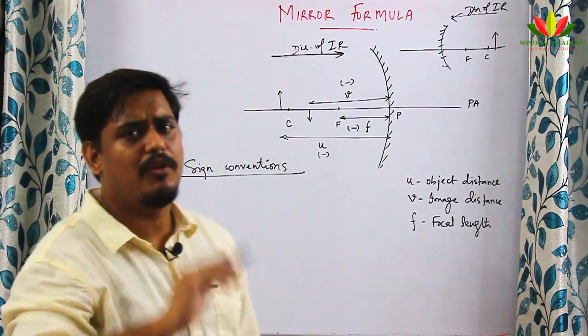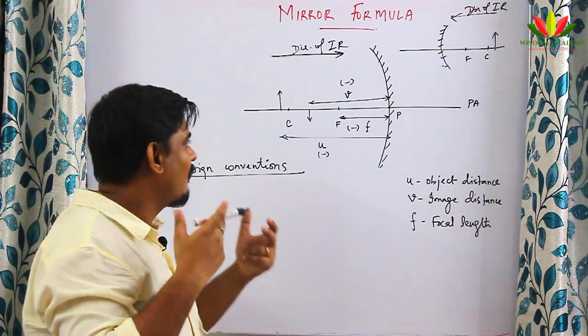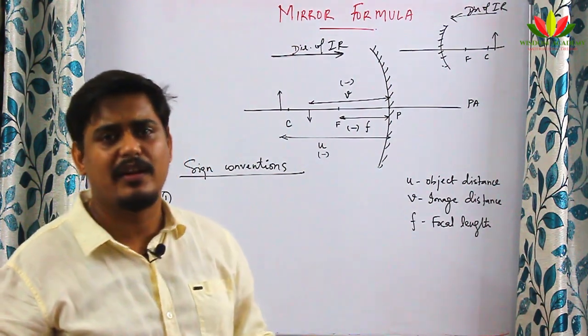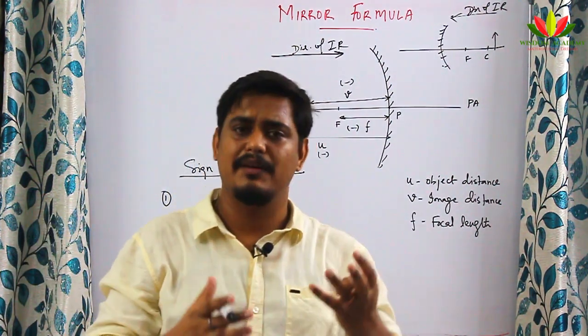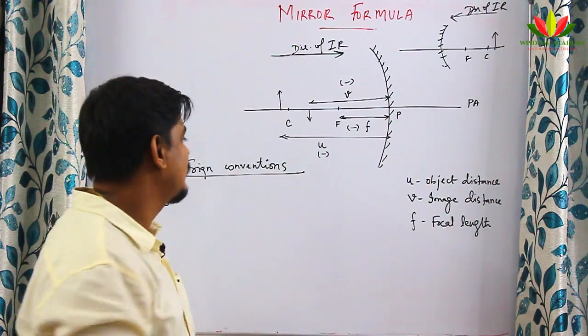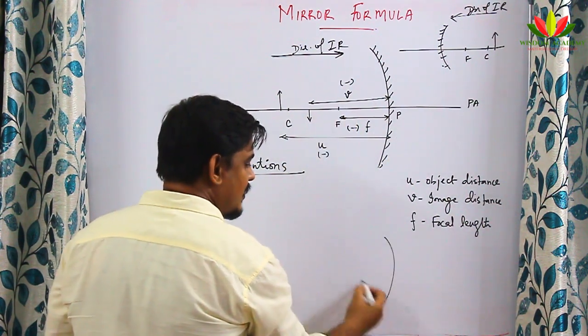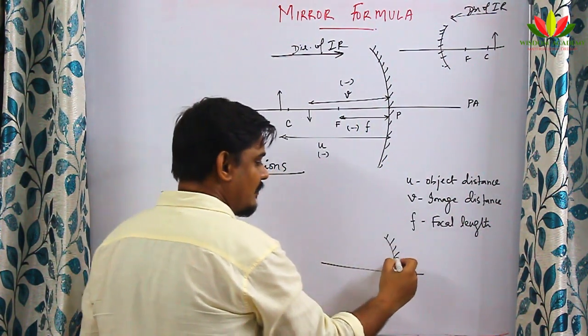Now some of you would have got the thought: in that case, wherever you keep the object in front of a concave mirror, whatever the case may be, U, V and F will always be negative. No, my dear students, it is not like that. Because remember the condition when the object was kept between F and P. When the object was kept between F and P, let us draw the diagram for you.